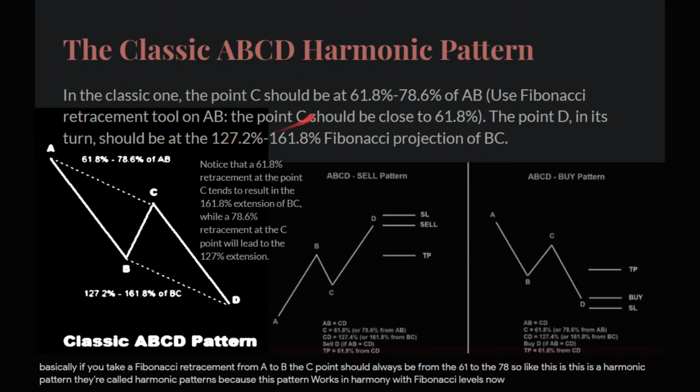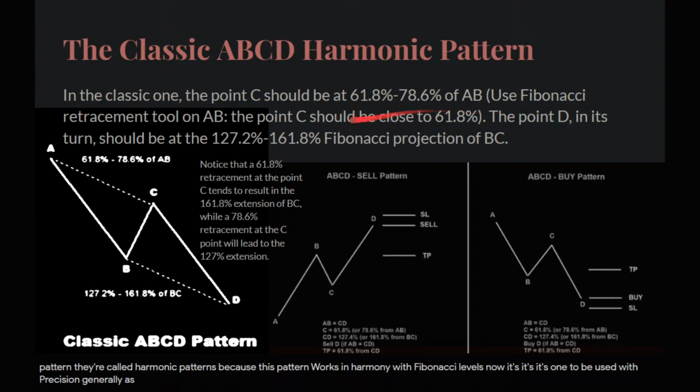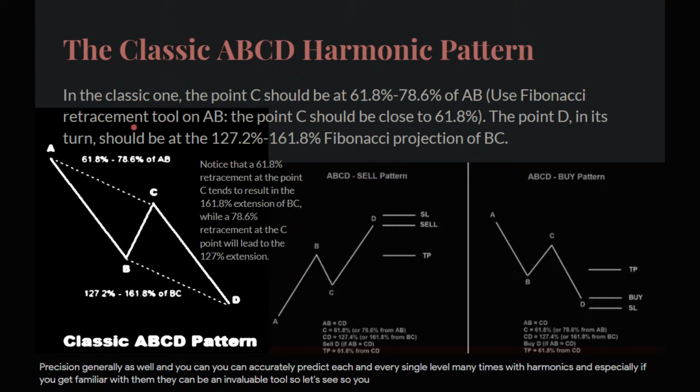They're called harmonic patterns because this pattern works in harmony with Fibonacci levels. Now it's one to be used with precision generally as well, and you can accurately predict each and every single level many times with harmonics, and especially if you get familiar with them, they can be an invaluable tool. So you would use a Fibonacci retracement tool from the A to the B point, and the C point should be close to the 61. It should be a 61 to the 78.